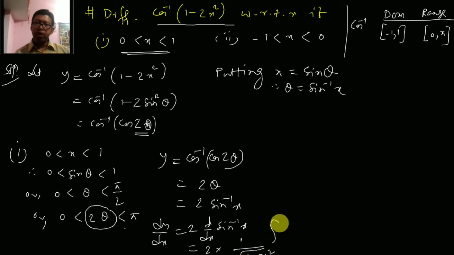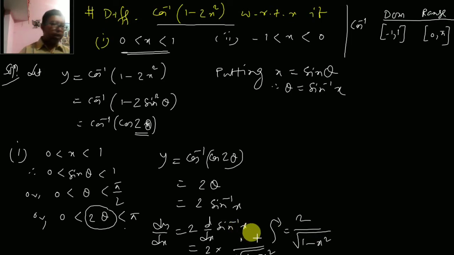This is not showing here. I write this again: 2 upon root over of 1 minus x square. Okay, this is the result only for the domain 0 less than x less than 1. The second domain is not written. Now I am writing this second domain.